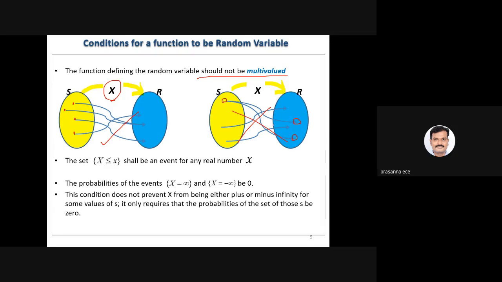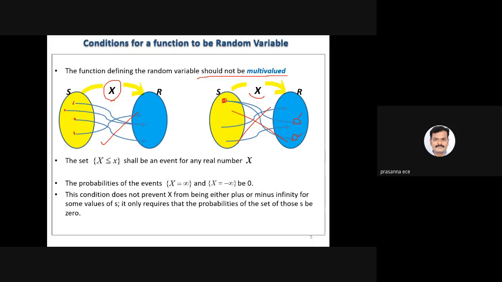By multi-valued, what we mean is a single outcome in the sample space should not be mapped to two different numbers. So here one number and here one number. There are two different numbers. This case is not useful practically. So this random variable is not at all useful. Such random variables are not created. Any random variable will associate only one unique real number to a particular outcome.